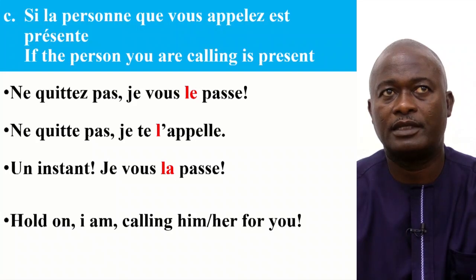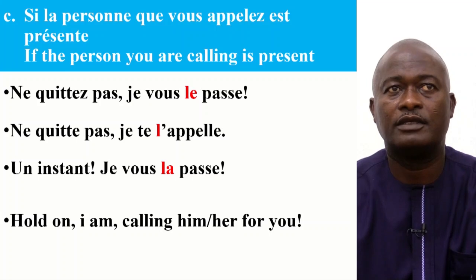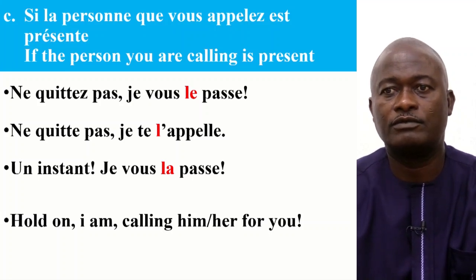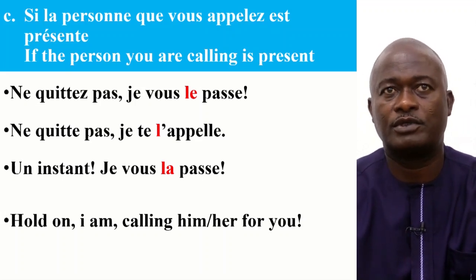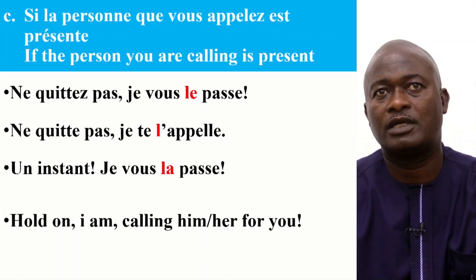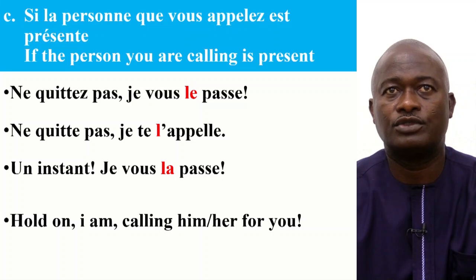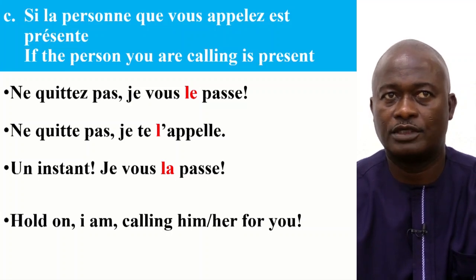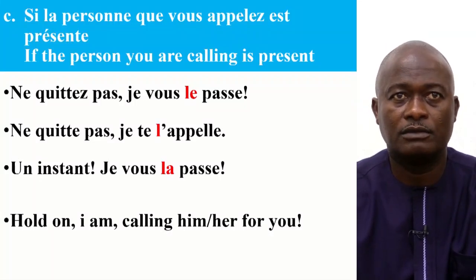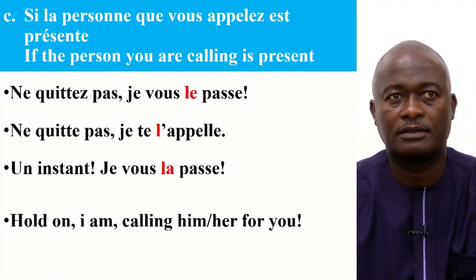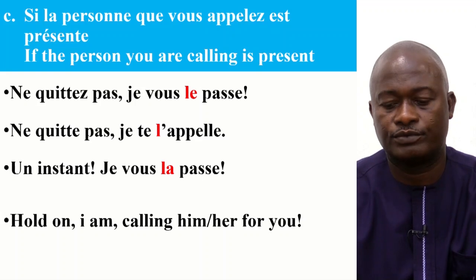Si la personne que vous appelez est présente, so when the person that you are calling is present, what do you say? Probably you call a phone and somebody else picks it. Apart from the person you want to speak to, somebody else picks it. So the person may ask you to hold on. And how do you say that? Ne quittez pas, je vous le passe. Ne quittez pas, or ne quitte pas, je te l'appelle. Un instant. Je vous la passe, which is, hold on, I'm calling him or her for you.